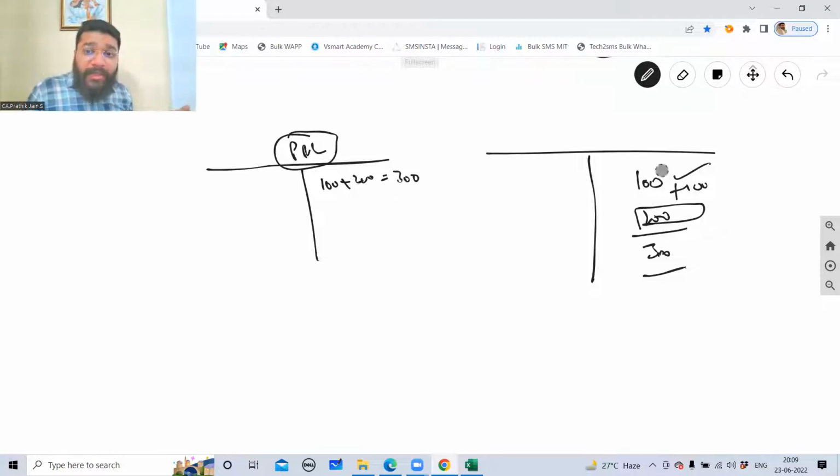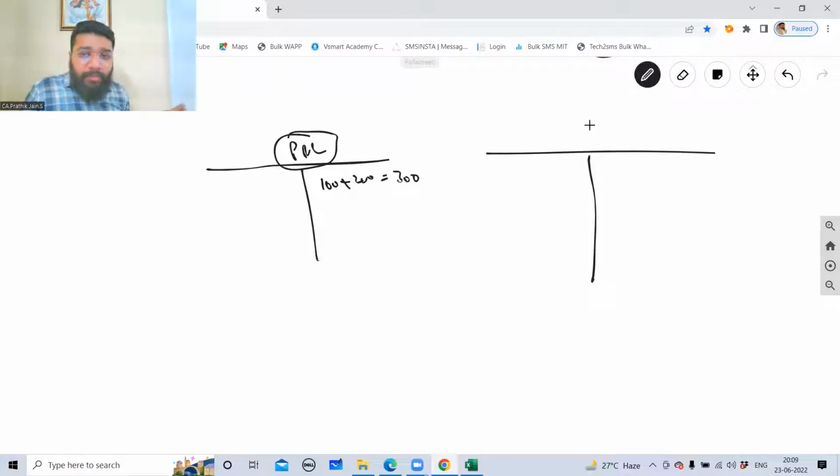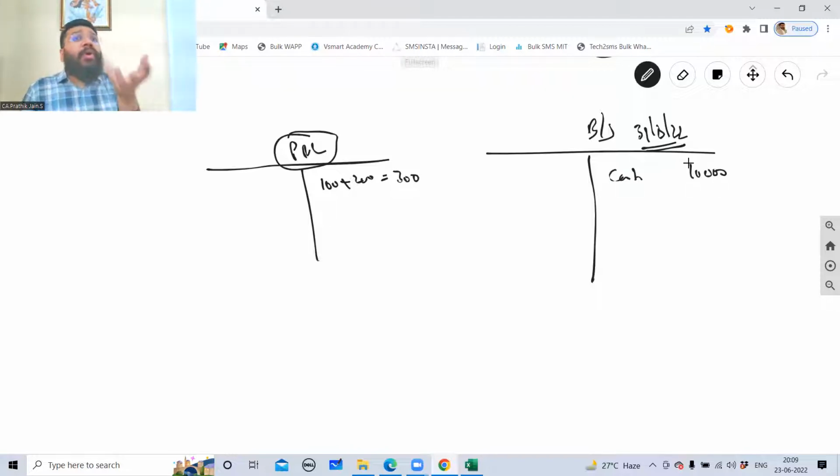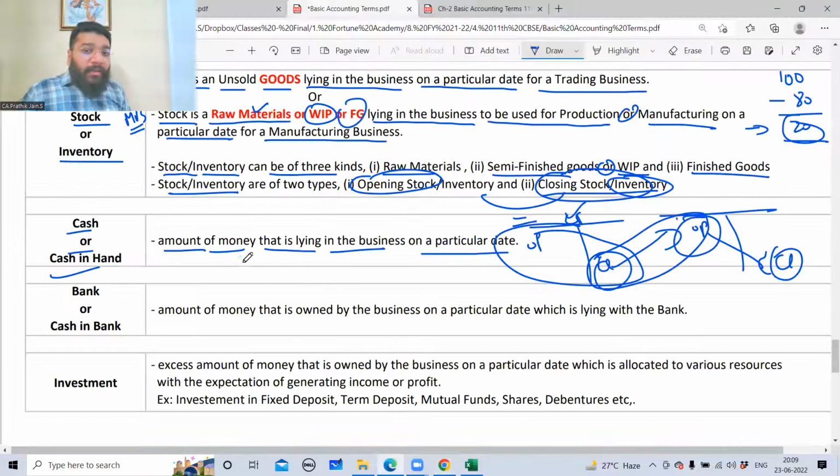So whatever values you record in balance sheet, it is on a particular date. So we prepare the balance sheet on 31st March 2022. On 31st March, how much money do I have in hand? Let's suppose 10,000 rupees. On a particular date, I want to know how much assets I hold. How much money I need to receive from my debtors. Let's suppose 1,000 rupees I need to receive from my customer. So it is on a particular date. So here, cash is the amount that is lying in the business, that the businessman is having on a particular date.